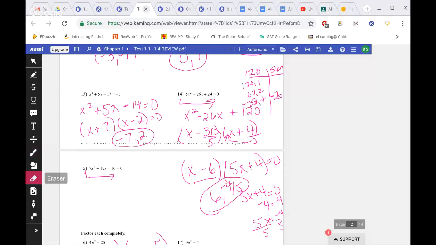Well, the factors are all wrong. Not really. You just have to make it two negatives. That would make it a negative 24. It would make it a negative 120. And we're looking for a positive 120. So both of my factors have to be positive.